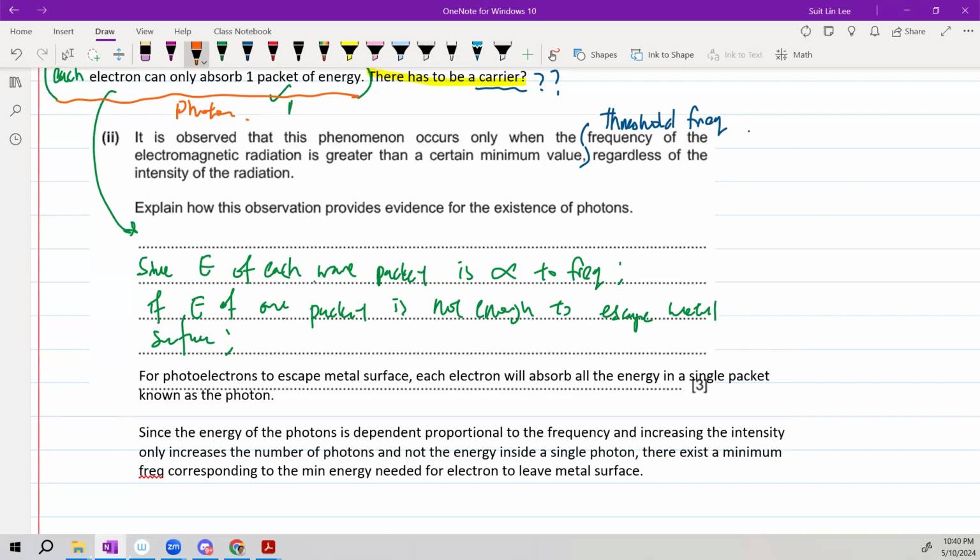This one got more than 3 marks already, but the maximum you can get is 3. Each electron, that means one electron, one packet, 1 mark. Then energy of a photon proportional to frequency, 1 mark. Increasing the intensity only increases the number of photons, 1 mark. So there has to be a minimum frequency corresponding to the minimum energy needed to leave the metal surface. We can continue, but I'm scared there's no space. If the electron does not receive enough energy, it will not escape the metal surface. It's good enough.